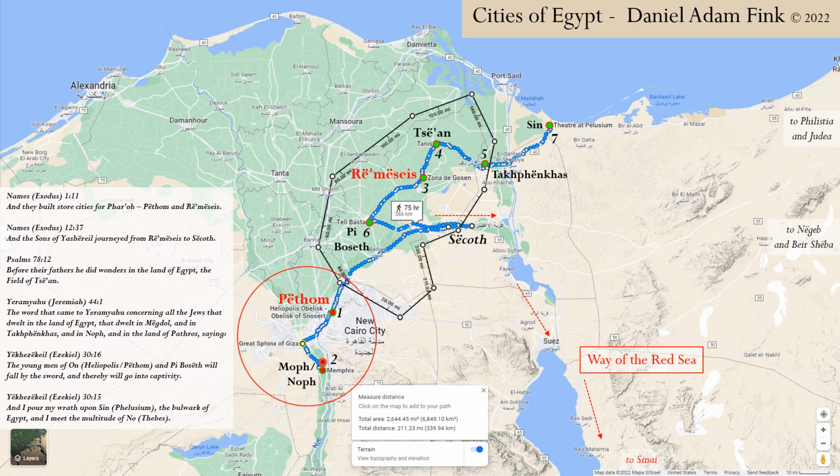This is so important in identifying the true meaning of Raameses in the Bible. "Before their fathers, he did wonders in the land of Egypt, the field of Tza'an." So Raameses, the city, that it has a number 3.